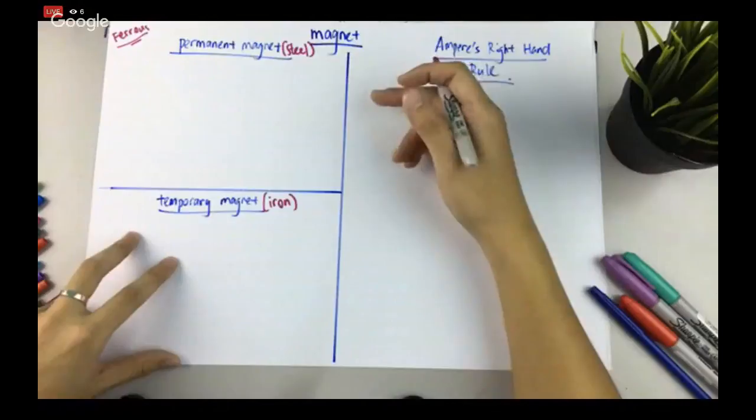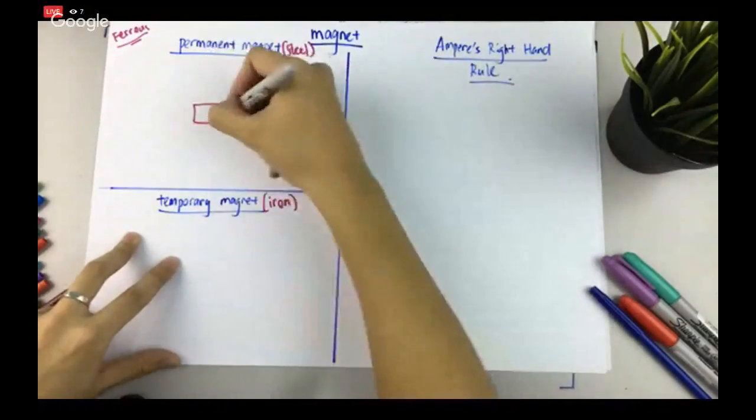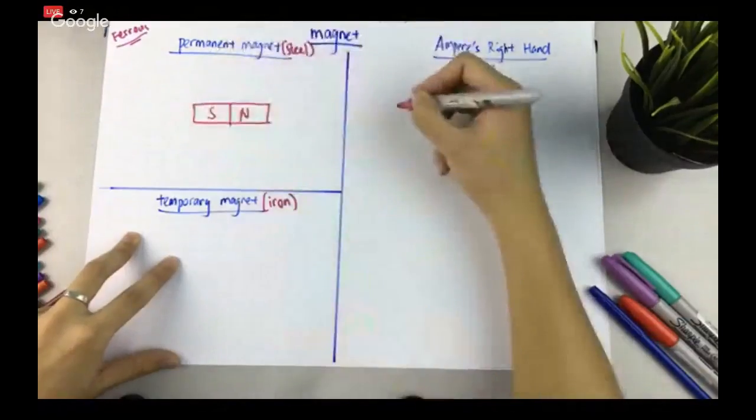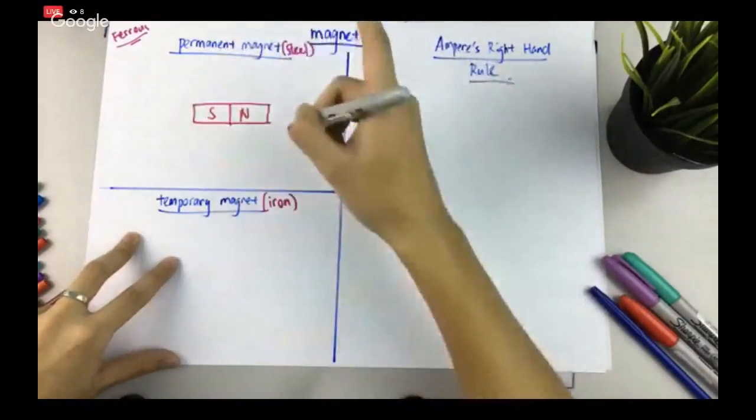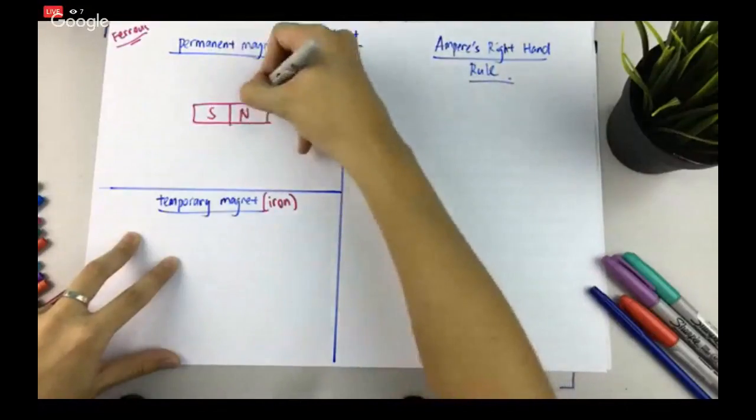And remember, it's very important to know how the magnetic field line goes. It always goes from north to south. Always come out from the north and go into the south.